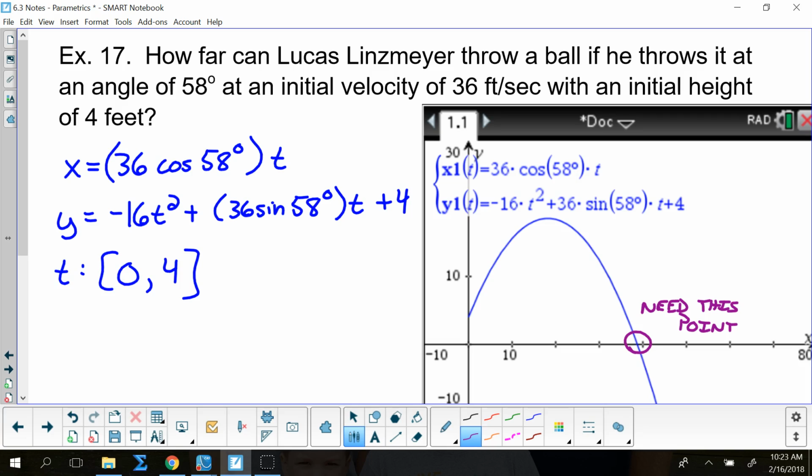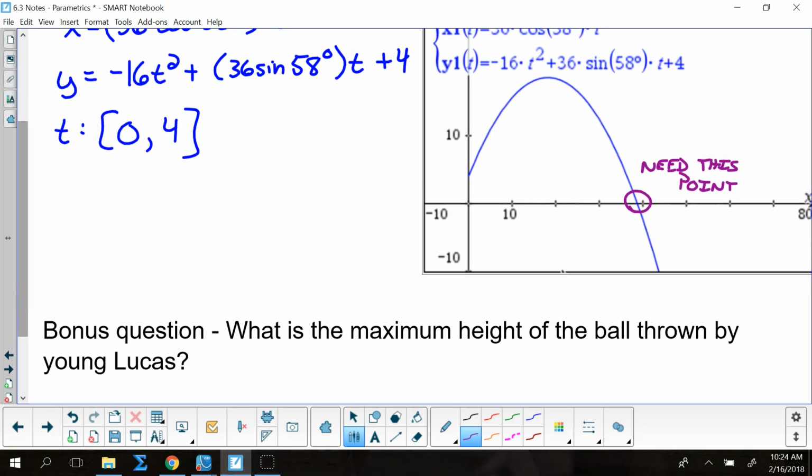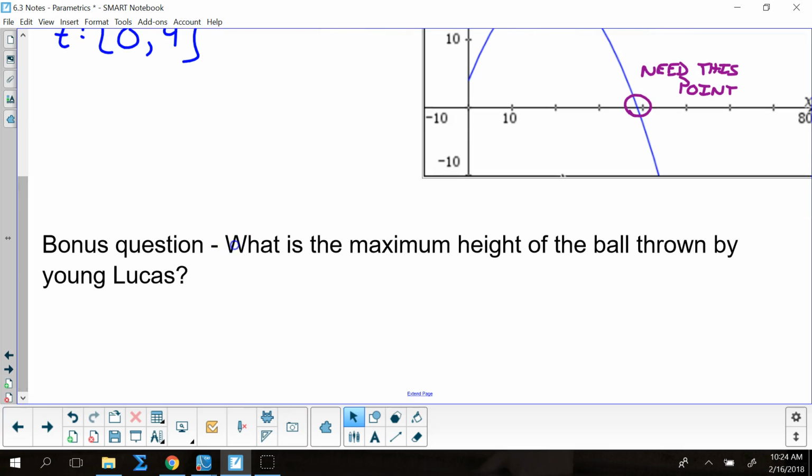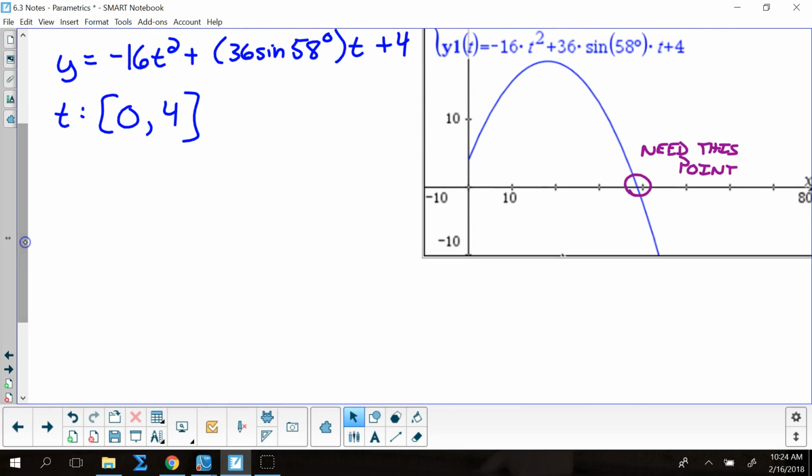Okay. What else do I know about that point? The height of my ball is 0, right? So y is 0. That's kind of key. Because now what I have to do is I have to set my y value. Let me move this back down here. I have to set my y value here to be 0.